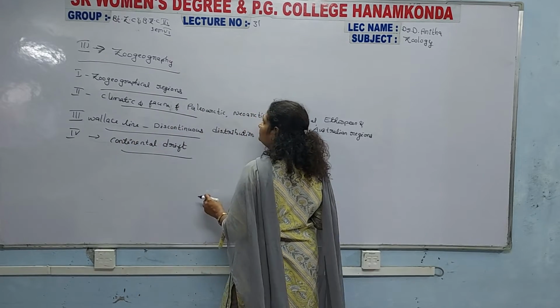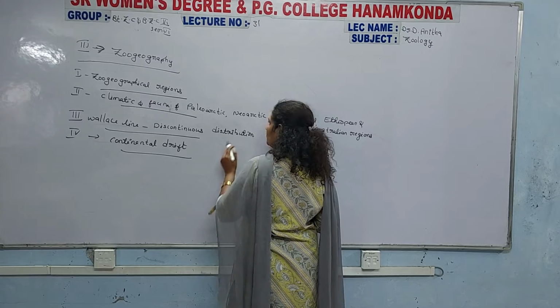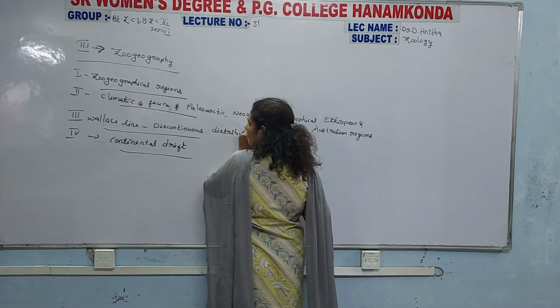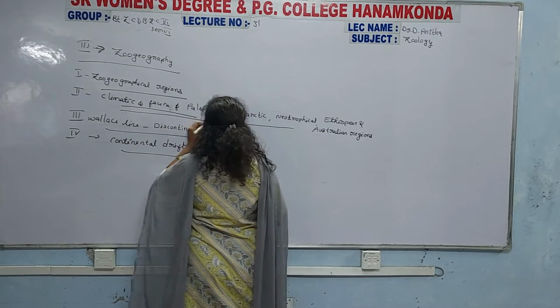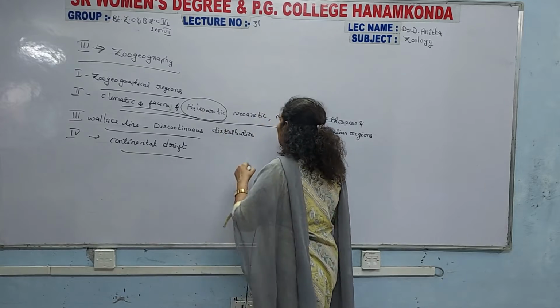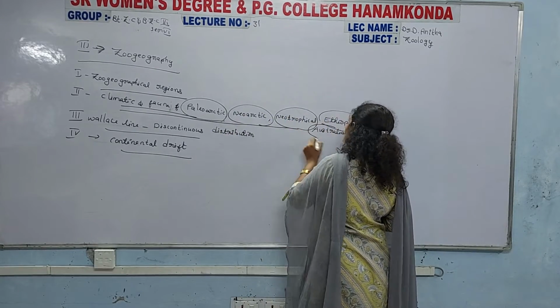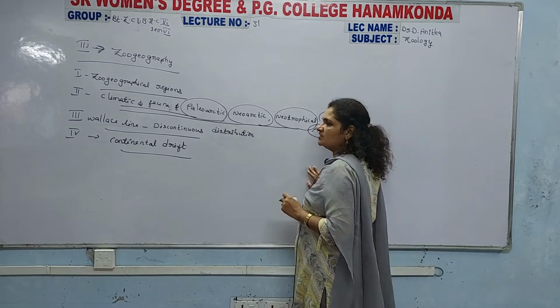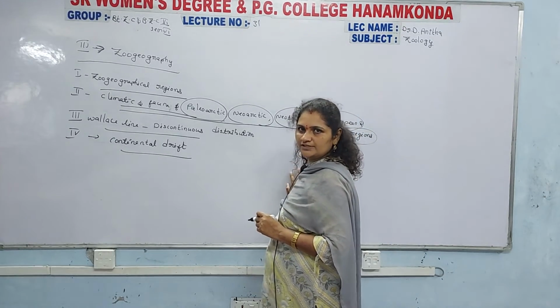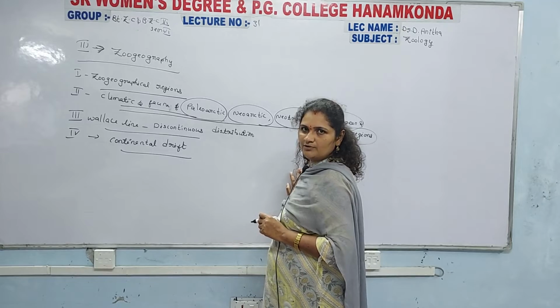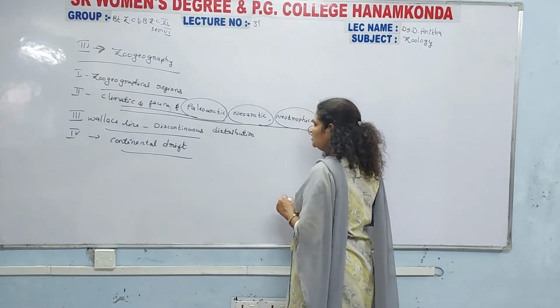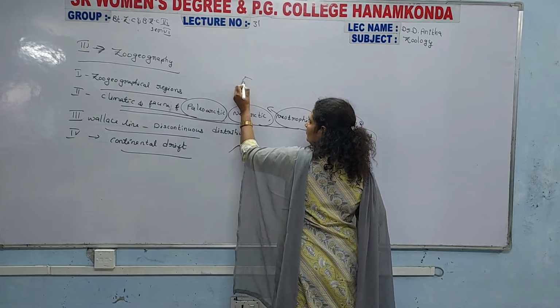In these, the main important question is the climatic and fauna of Paleo-Arctic region, Neo-Arctic region, Neotropical, Ethiopian and Australian regions. These are the mainly important questions. It is a very important essay question.